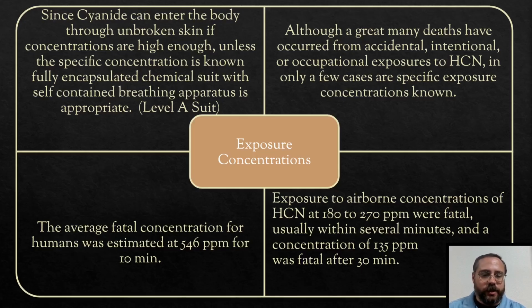The average fatal concentration for humans is estimated, keyword estimated, at around 546 parts per million for 10 minutes. Exposure to airborne concentrations of 180 to 270 parts per million were fatal within several minutes, and a concentration of 135 parts per million was fatal within 30 minutes. So we've got 540, 10 minutes, that's the average fatal. But then also we have these other numbers, 180 to 270 were fatal, usually within several minutes.